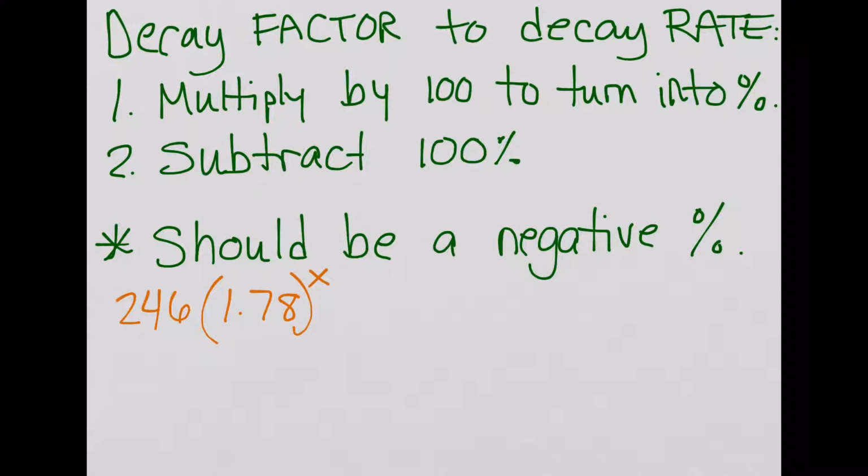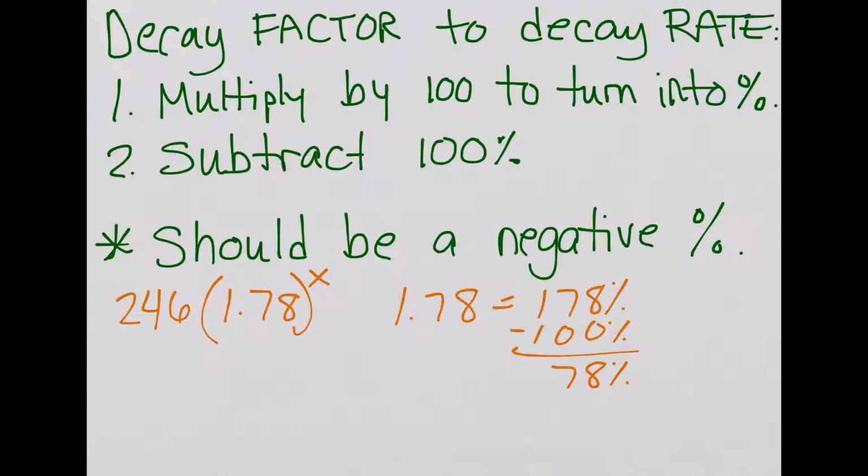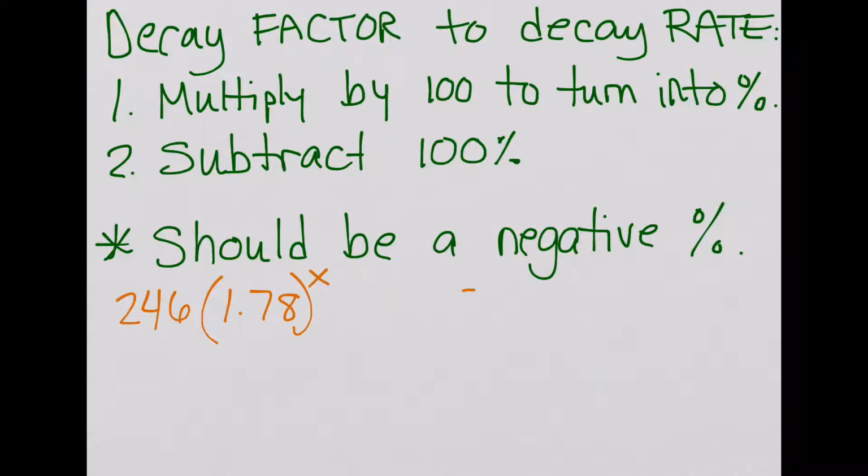Well, before when we did that, we looked at that and it was growth, and you would take the 1.78 and you would turn it into a percent and say it was 178%, and then you would have subtracted 100% and you would have got 78% as your growth rate. And that is totally true. And notice, none of my directions have changed. To turn any kind of a factor into a rate, the directions are exactly the same.